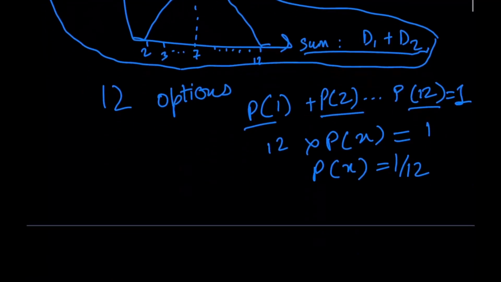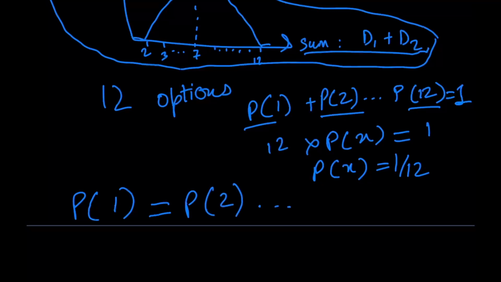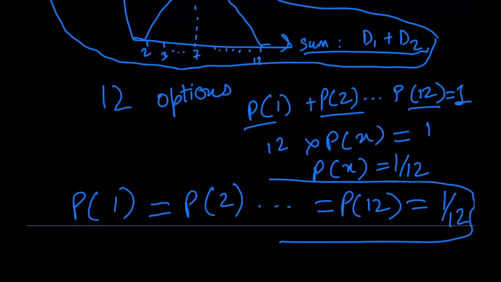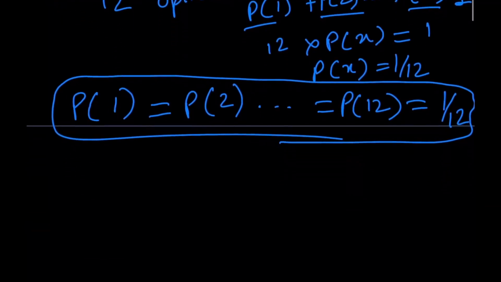Or rather, we could say that the probability of getting 1 as the sum of D1 plus D2, or the probability of getting 2, and likewise all the way up to the probability of getting 12 as the sum of the faces of both the dice, are all equal to 1/12. And this is really important. We can deduce a lot from this line over here.